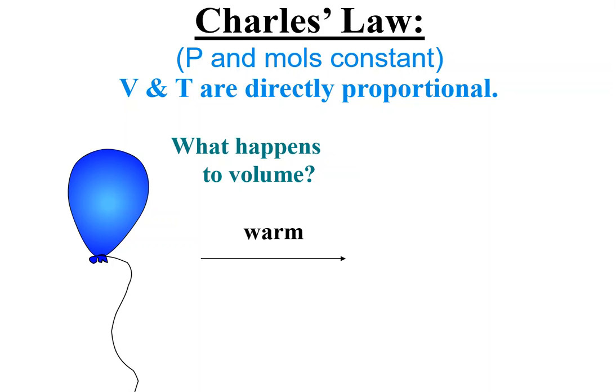Let's look at another situation. In this case, we're going to vary volume and temperature and see what happens to the other one. We're going to assume that pressure remains constant. Pressure remaining constant can only happen if the volume can change as it's heated or cooled. And that's pretty true with a balloon, as long as it's not filled up really tight.